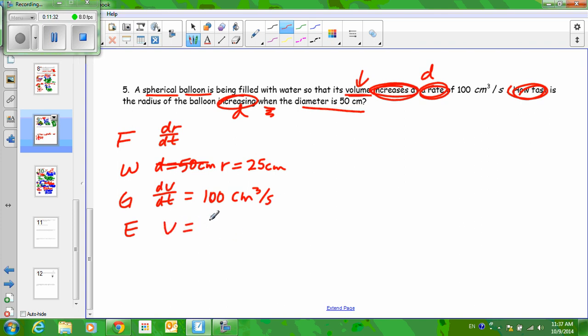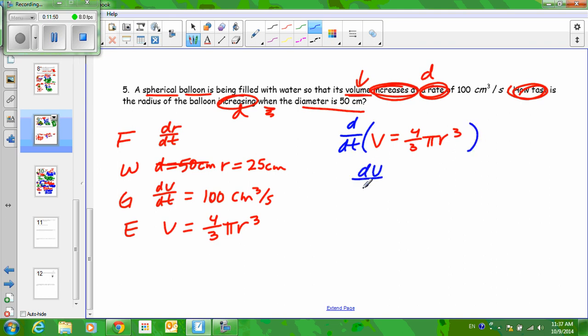And then if you forgot the equation, you could just turn back a page. This is an equation you should kind of start to know. So here's my relating equation, volume of a sphere. So I rewrite it. And then what I'm going to do is take the derivative with respect to t of both sides. I'm left with dV over dt equals 4 pi r squared dr over dt.